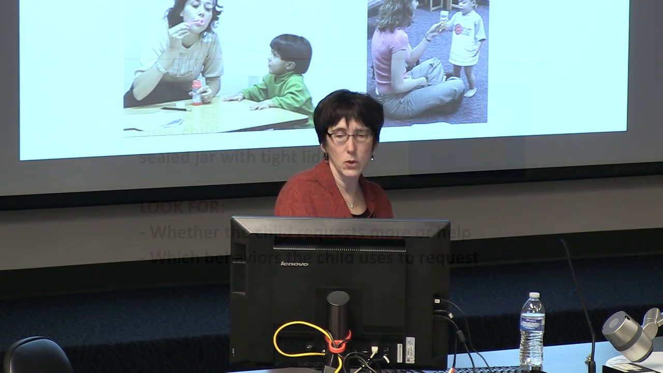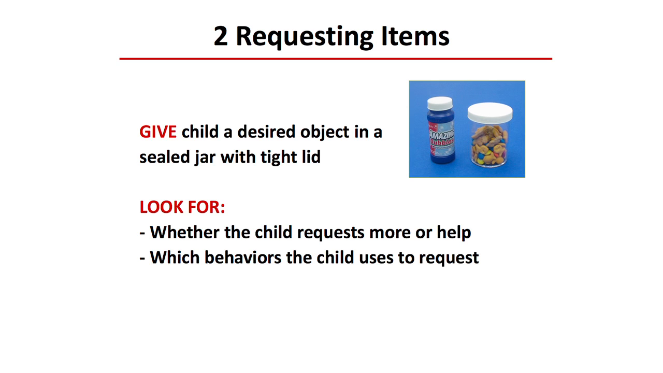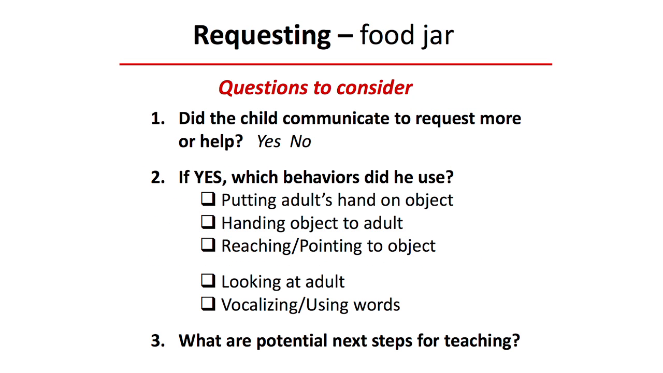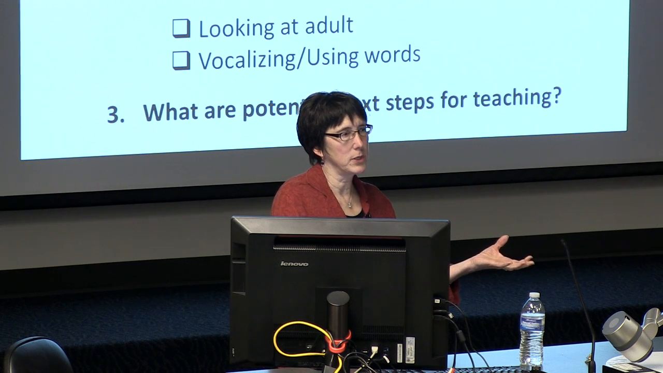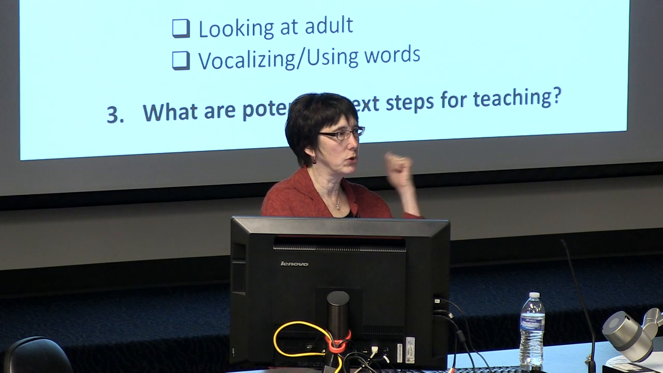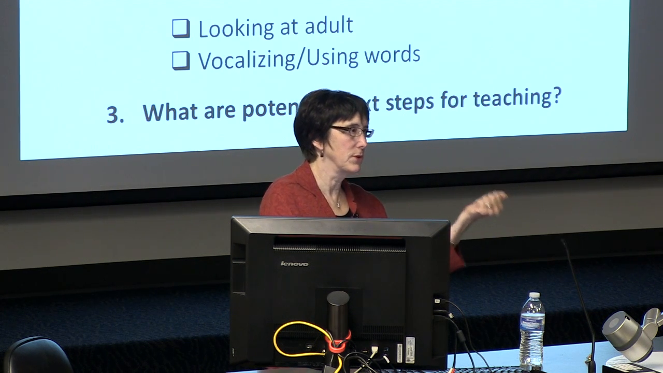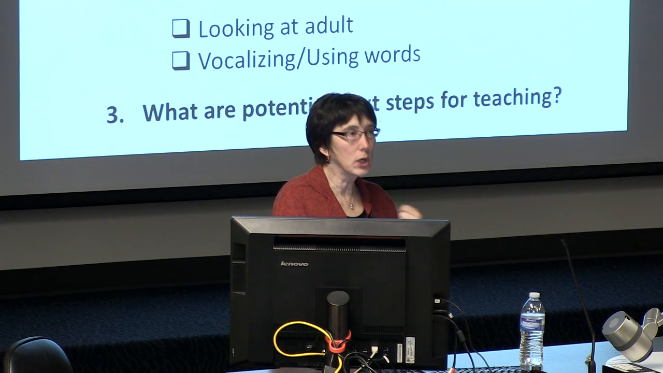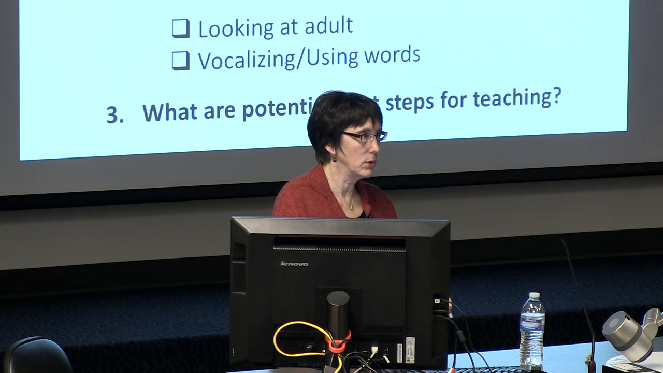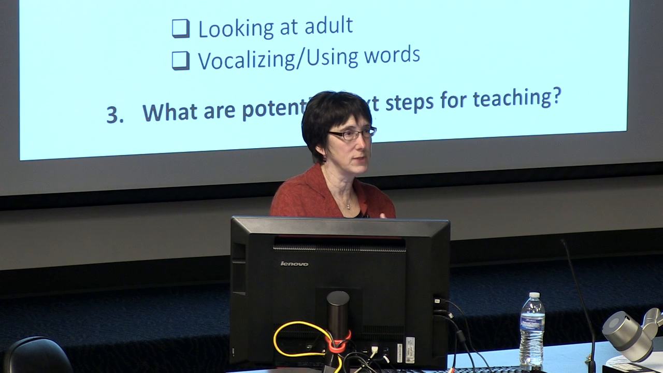So for requesting items, which I already described, we want to look to see first whether the child requests more or requests help. And then second, which behaviors they use to request. So what we want to consider when we're thinking about intervening is, again, first, does the child communicate? And then looking at this set of behaviors, if they do communicate to request, what did they do? Did they put the adult's hand on the object? Did they hand something to the adult? Did they reach or point to something that they wanted, which would be bubbles or a food jar? And whether or not they did those, did they look at an adult during this act? Did they vocalize using words? So this combination actually gives you a very rich behavior sample. And then we think about, well, what are the potential next steps for teaching? So I'm going to show you a video and show you how this could work.